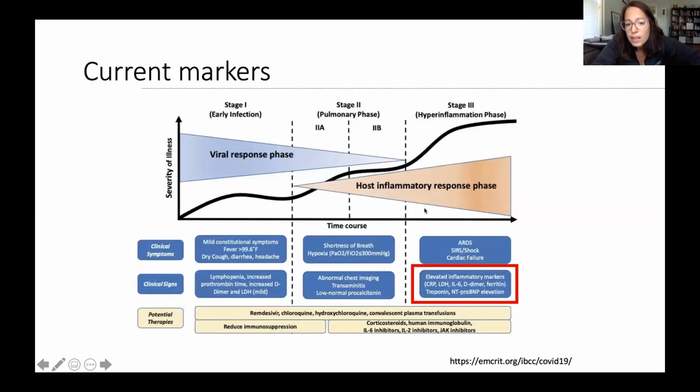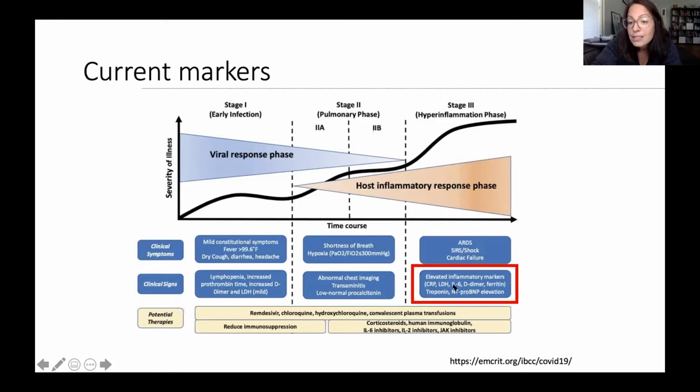Now, what happens very interestingly in this SARS-CoV-2 infection is that individuals then switch into the second phase of this early response, where they switch from the viral response to a host inflammatory response, where now instead of solely trying to hit the virus, individuals start mounting these inflammatory responses that seem to be a host inflammatory reaction to the infection, but not necessarily driven by the virus itself. And this part of the infection course is marked by shortness of breath, abnormal chest imaging, and the beginning of detection of multiple different non-specific inflammatory markers, including CRP, LDH, IL-6, D-dimers, and many others.